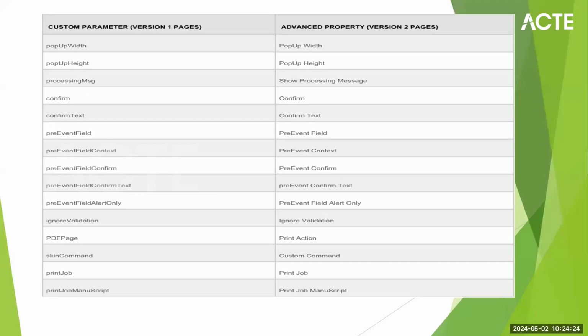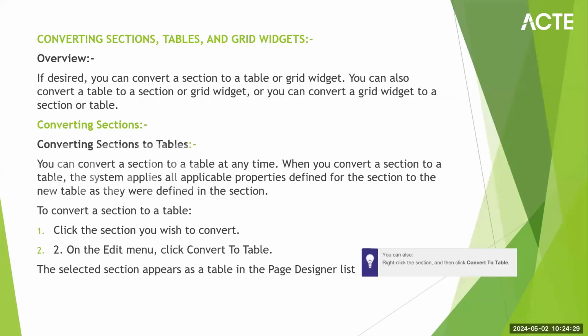So these are some of the actions in the page designer while creating a manuscript for the particular page. Converting sections, tables, and grid wizard. If desired, you can convert a section to a table or grid wizard. You can also convert a table to a section or grid wizard. Suppose there are some fields you wanted to create in a table, but you created those fields in a section.